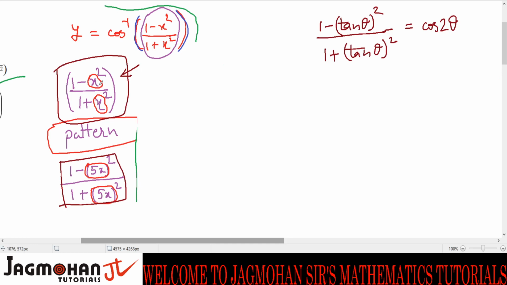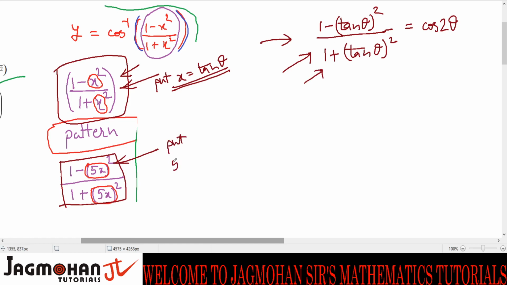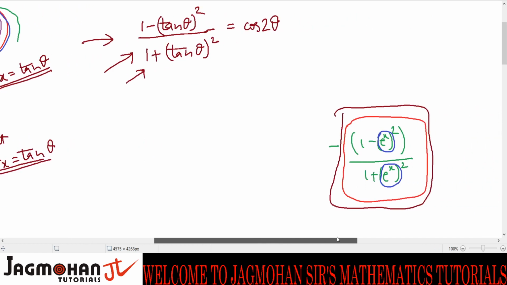If I put x equals tan theta, it will become 1 minus tan theta square upon 1 plus tan theta square. How will I get this formula? By putting x equals tan theta. This is substitution. Now, if I want this formula once again from here, what will I do? I will put 5x equals tan theta. See, you got substitution. This is what we are going to learn here: 5x as tan theta.